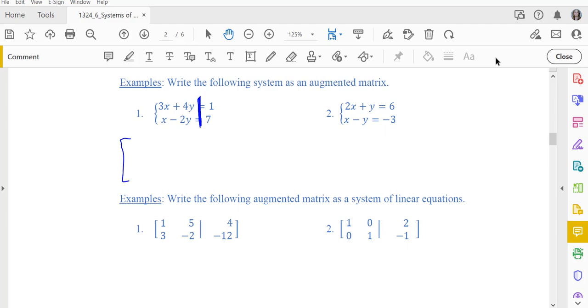It's in the right form, 3x plus 4y equals 1. So my numbers are going to be 3, 4, here's my bar, and 1. My second equation is x minus 2y equals 7. The number that you don't see that's understood there in front of that x, what is it? It's a 1. So I have 1, negative 2, and then to the right of the bar is going to be 7. Now you go try number 2.